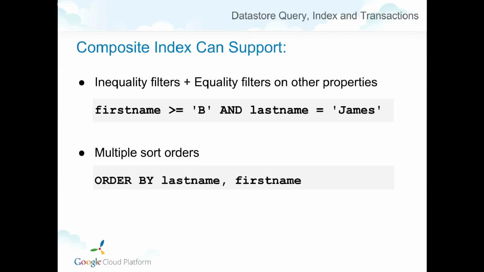Composite indexes can support queries like this, as we just saw in this example: queries with inequality filters and equality filters on other properties, or queries with multiple sort orders. This will be a very popular use case for the composite index.